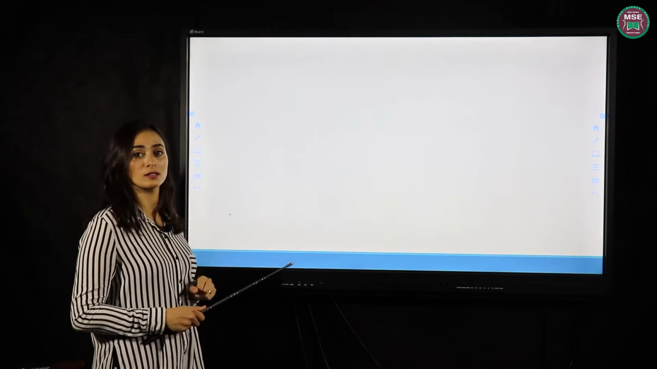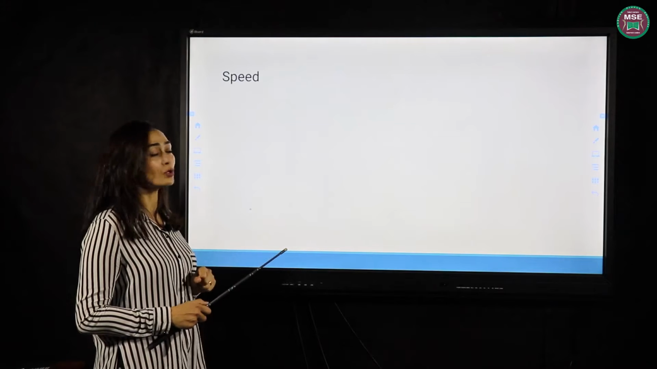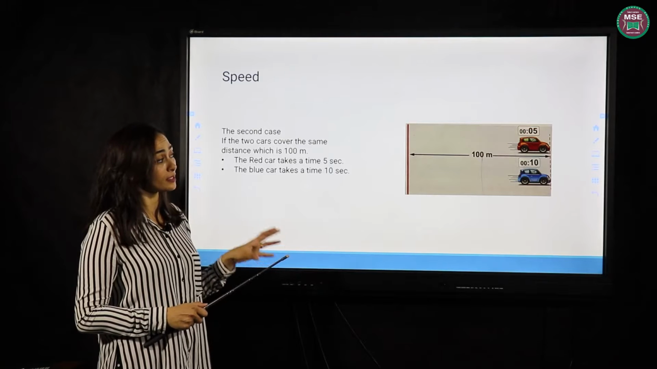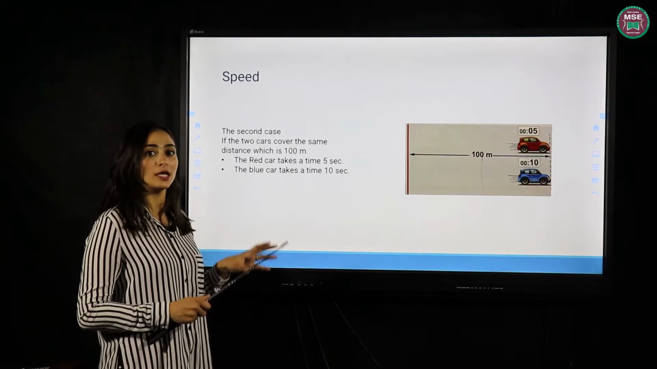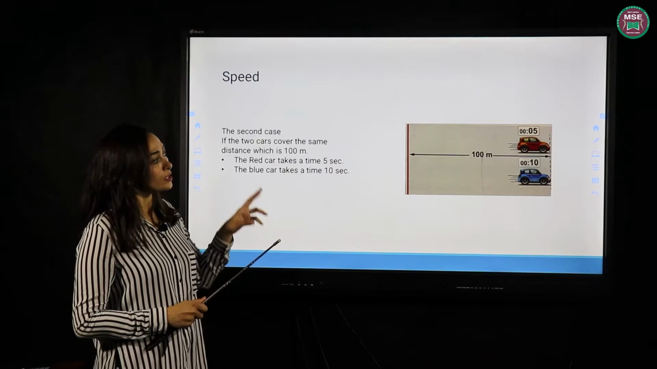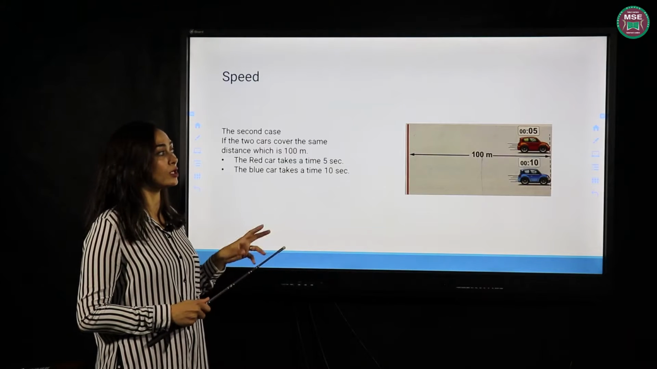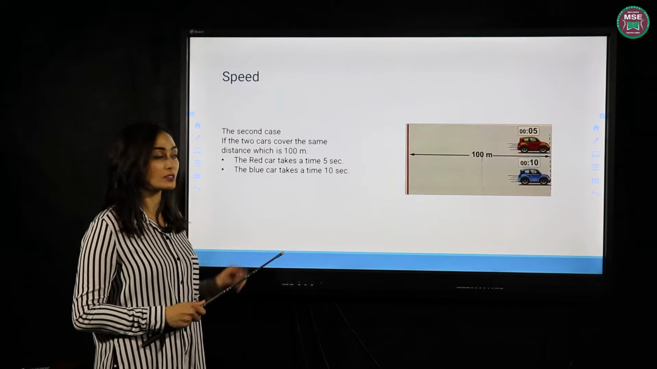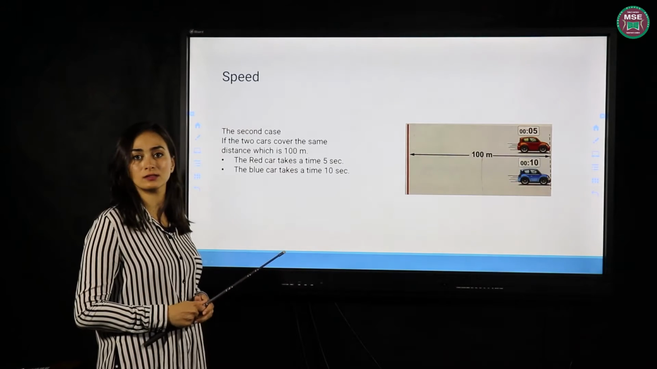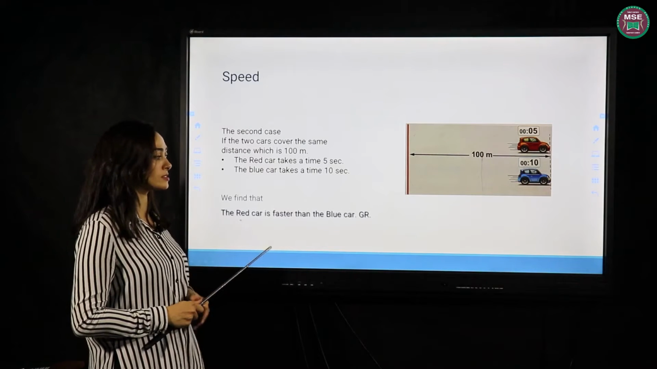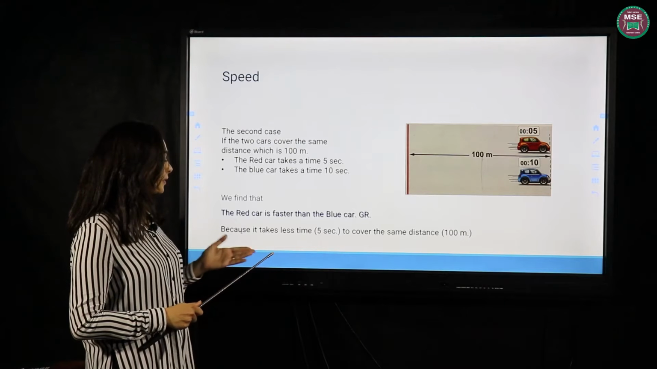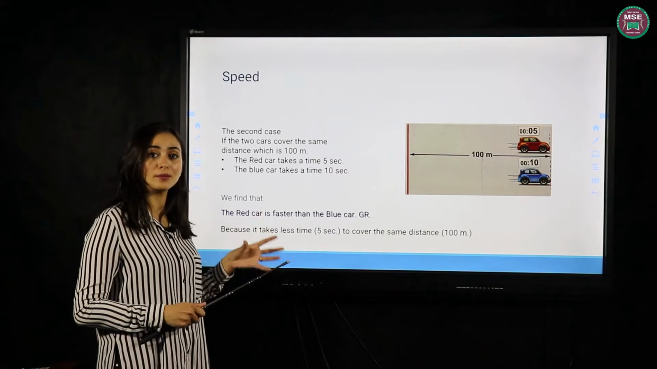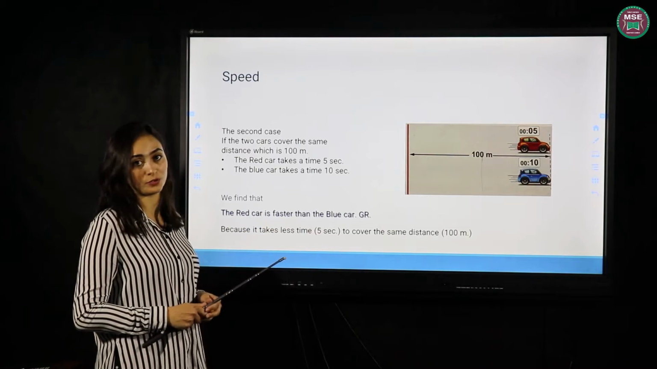Okay, the next case, the second case. If the two cars move the same distance, which is 100 meters, in different times. The first car, the red car, covers 100 meters in 5 seconds, while the blue car covers 100 meters in 10 seconds. Which of them is faster? Yes, the red car. Why? Because it takes less time, which is 5 seconds, to cover the same distance, which is 100 meters.